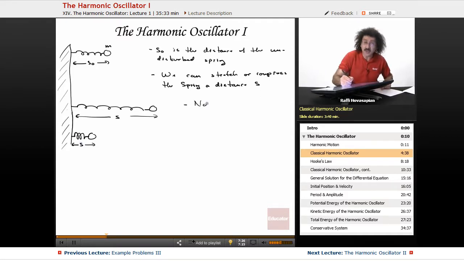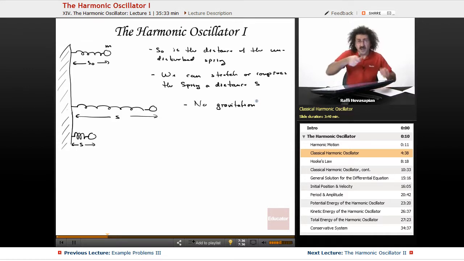Now, no gravitation is acting on this, no gravitational force. So the only force that's acting on this mass is the spring. I pull the spring this way, the spring is going to want to pull it back that way. I push the spring in, the spring is going to want to push back the other direction. No gravitational force acts on the mass.